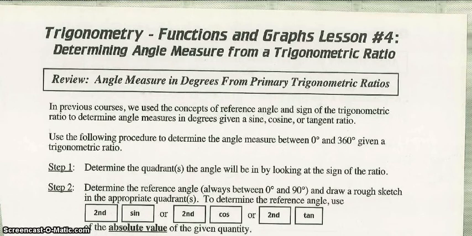Hi everyone, this is Math 30-1, Trigonometry, Lesson 4. We spend very little time on this lesson, so let's go through this slowly, then you can understand what this lesson is all about. Now, this lesson is about finding the angle.